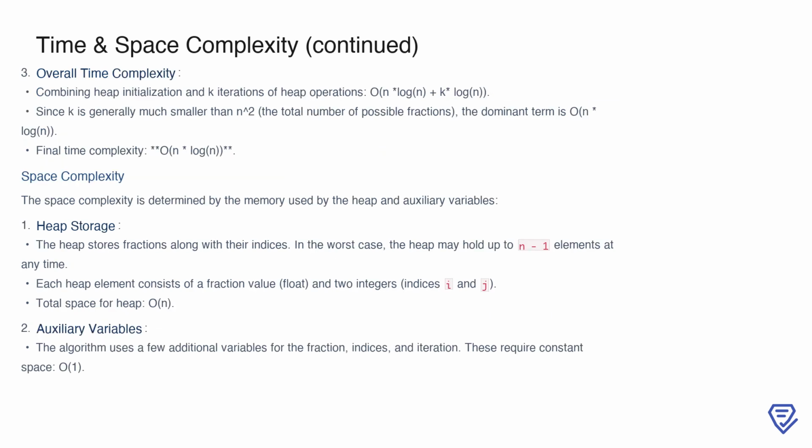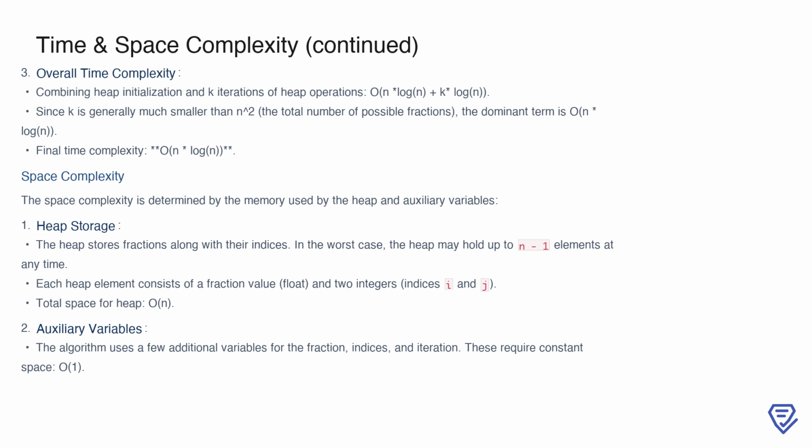Now, let's summarize the overall time complexity. Since k is typically much smaller than n-squared, the total number of fractions we could generate, the dominant term is O(n * log n). Therefore, the time complexity of the solution is O(n * log n).